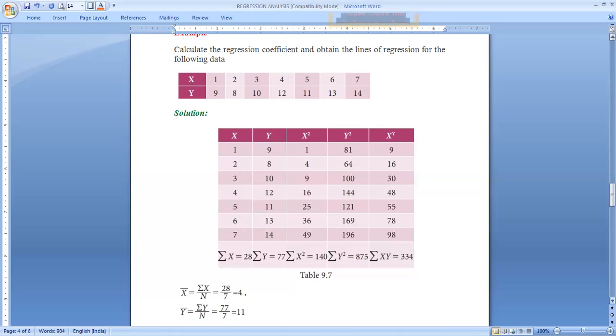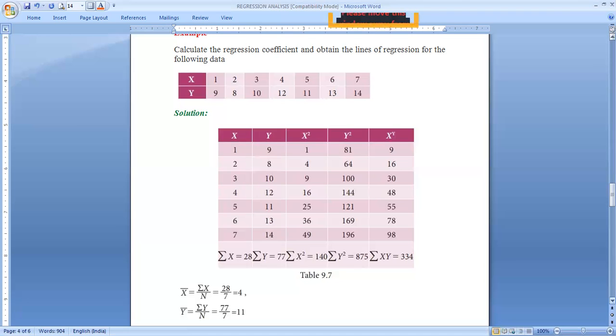So summation of x is equal to 28, summation of y is equal to 77, summation of x square is equal to 140, and the summation of y square is equal to 875. Summation of xy is equal to 334. As per the requirement of the formula or the concept, we have to find these values: summation of x, summation of y, summation of x square, summation of y square, and summation of xy.